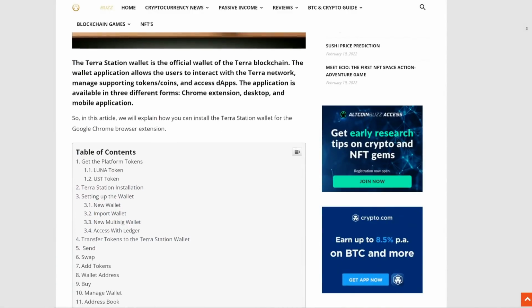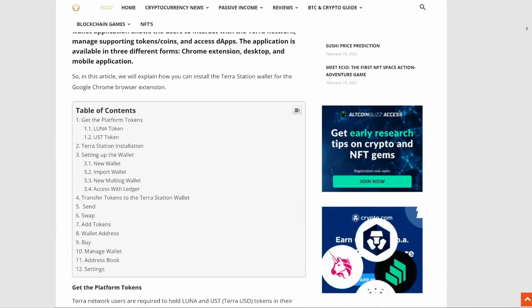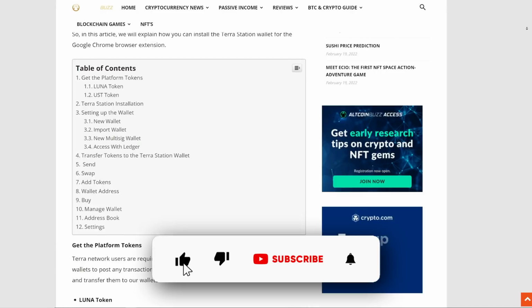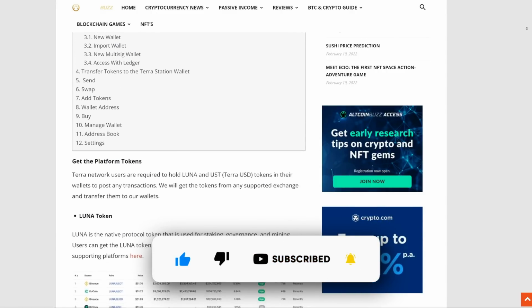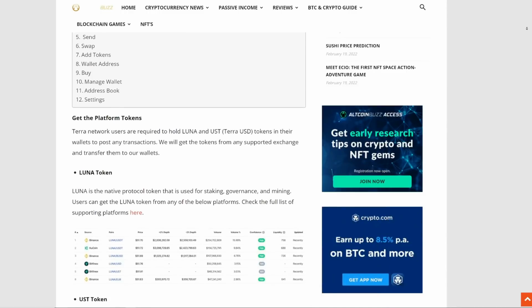So again, it's simple. There are a few wallet options if you don't have a Terra wallet yet. The Terra Station wallet is an excellent choice. Trust Wallet is another good one as well. You're going to have fewer steps and this method will be easier with Terra Station.